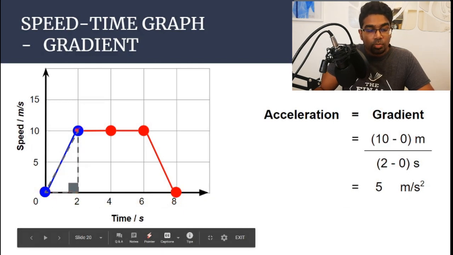So this is the same slope all the way, the same gradient all the way. So it is a constant acceleration. The acceleration doesn't change at 5 meters per second squared from 0 to 2 seconds. Let's look at the next part of the motion.